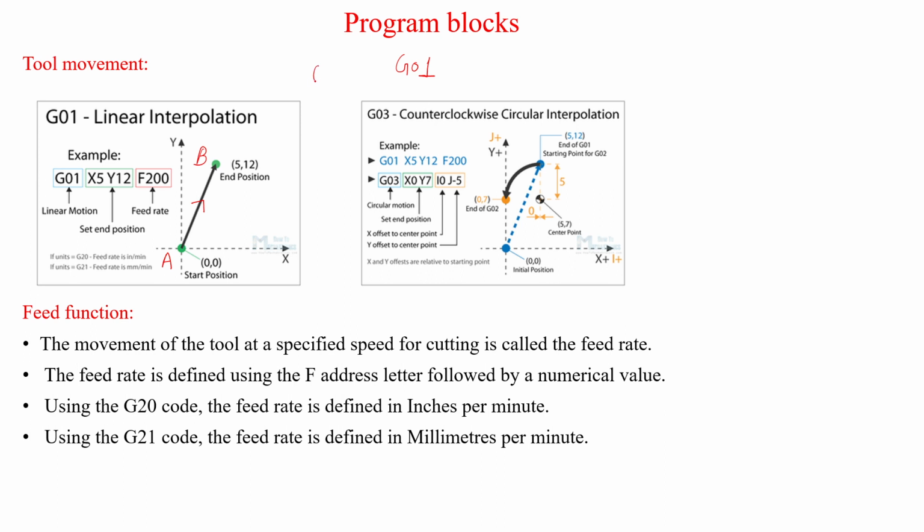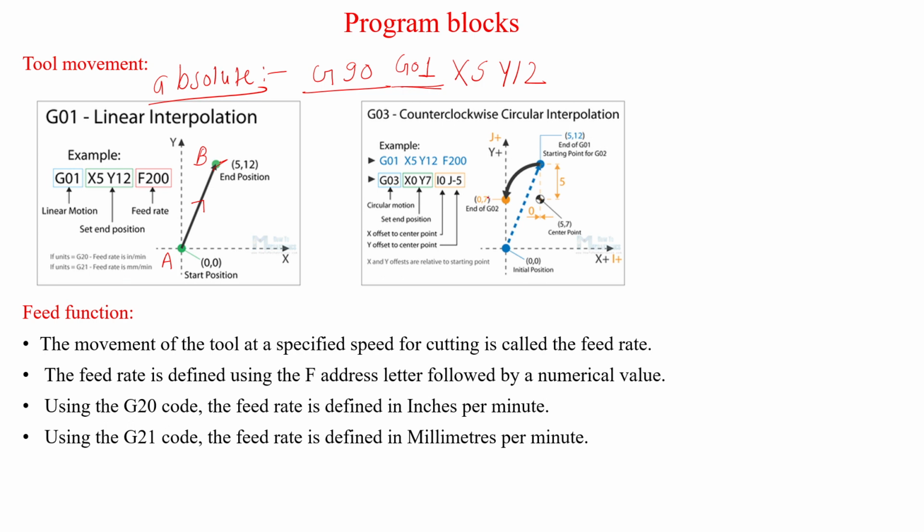If I am using absolute, then you will write G90. If I am using incremental, then I will use G91. I am using absolute here, for example. So I'll give G90 for absolute, and I have to move linear, then I'll use G01. Now I'm going from X0 to position 5, 12. Then I have to write the final position. So the final position is X5 and Y12.